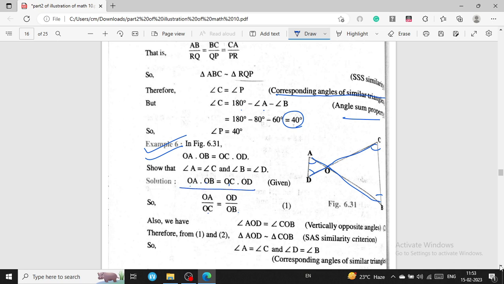But for solving the question, we write it in this form. We have angle AOD is equal to angle COB because these are vertically opposite angles. Here we can say that SAS similarity. According to SAS similarity, both are similar triangles, and angle A is equal to angle C, angle D is equal to angle B because corresponding angles of similar triangles will be equal.